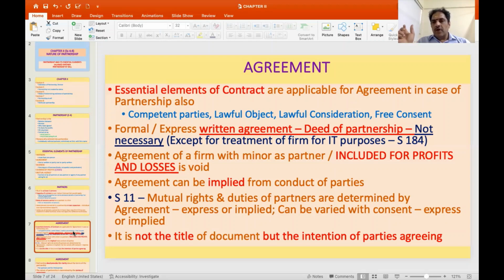And it is not the title of the deed, that it is a partnership deed, that makes the relationship a partnership and the persons signing this deed partners, but it is the intention of the parties to fulfill the requirements of the elements of partnership that is necessary for making an agreement a partnership agreement.